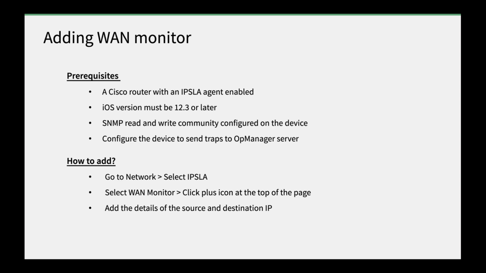Now since we have met all the prerequisites, we'll be looking forward to adding an IPSLA monitor. So how do you create a WAN monitor? Go to the network, select IPSLA, and under the IPSLA you can have WAN monitors as well as the other IPSLA metrics. Choosing the WAN monitor and clicking on the plus icon will allow you to configure what monitor you are going to add. Providing details such as the source and destination IP will fetch the WAN link, and you'll be able to monitor the same.